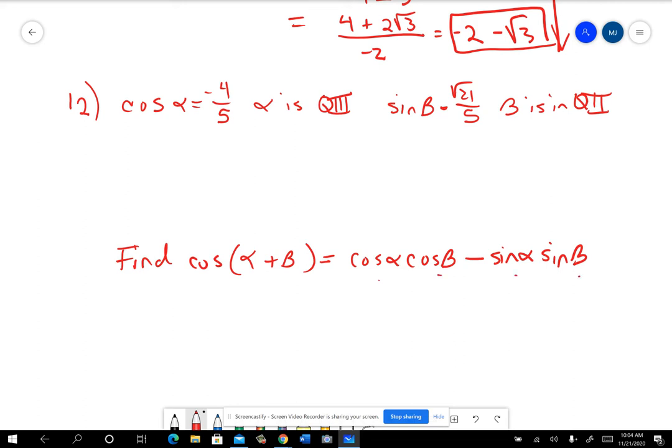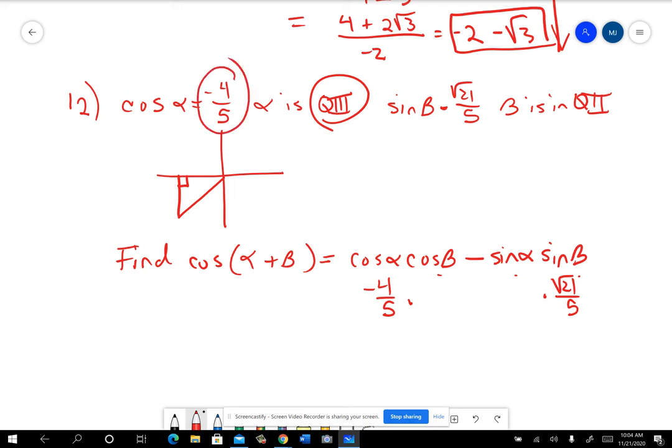And I know 2 of them. So I know this is -4/5. And I know the sine of beta is square root of 21/5. But what I've got to do is find cosine of beta and sine of alpha. So what you're going to do is draw a picture. Quadrant 3 is where your angle is located. Make that triangle. Draw the perpendicular to the x-axis like we usually do. And then put this on the triangle in the right spot.